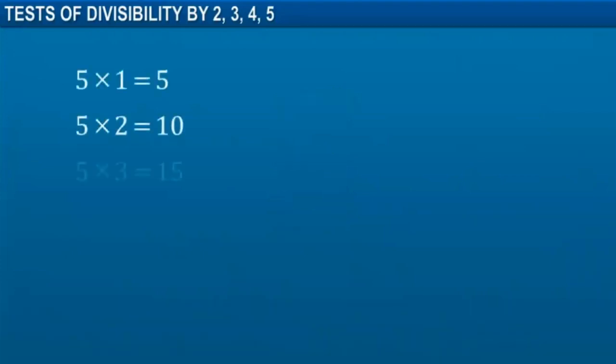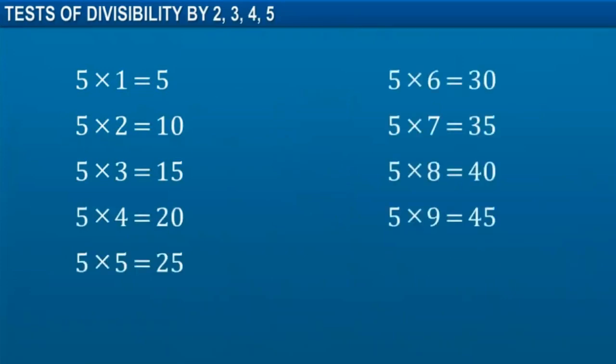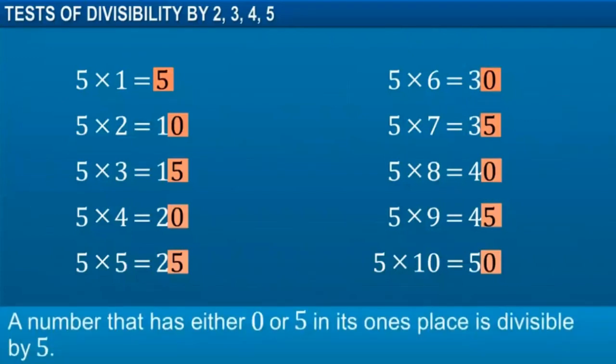Let us take a look at the multiplication table of 5. Note that the digit in the ones place for all the multiples of 5 is either 0 or 5. This is true for all multiples of 5. Thus, a number that has either 0 or 5 in its ones place is divisible by 5. So for divisibility by 5, we have to check the ones place, just like for 2.